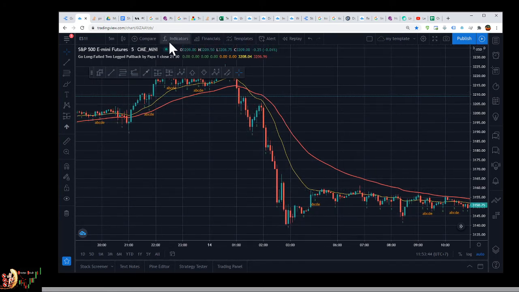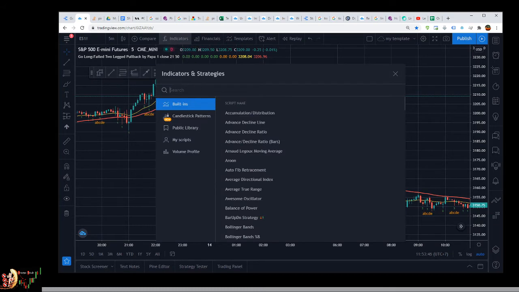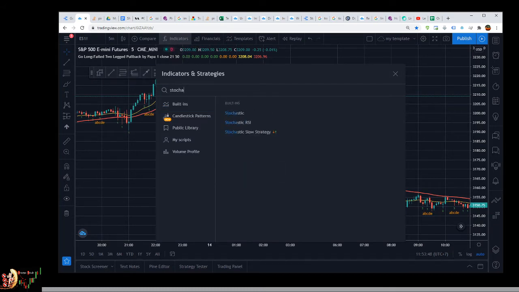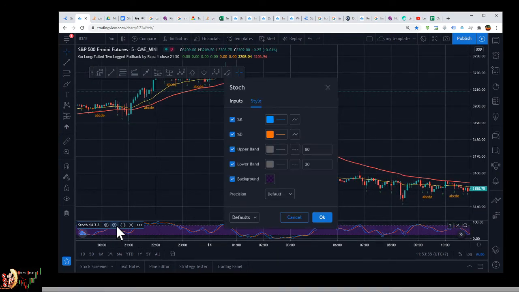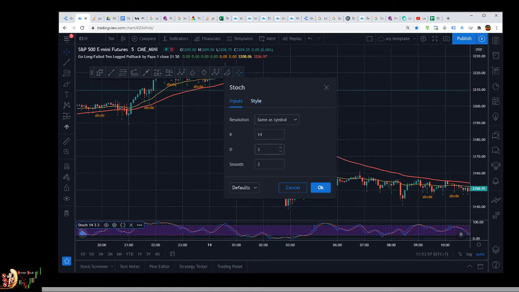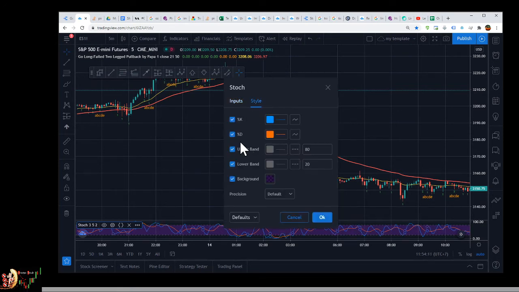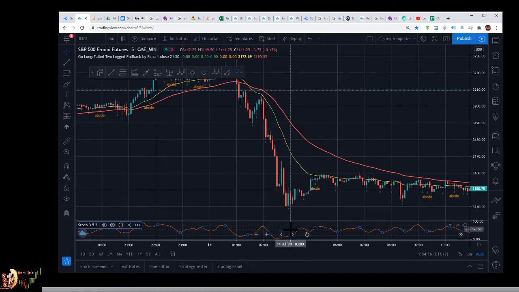The idea is to use a cycle indicator, and I think the cycle indicator can be the stochastic. So I'll just show you what my idea is for the moment. I think the stochastic will have an input of, let's say, 5. We don't need K, to be honest. So can we remove it? Yeah, and let's remove the background. So we only need D.